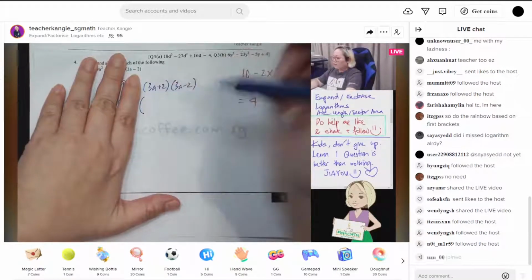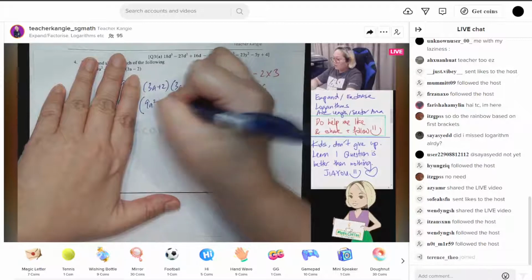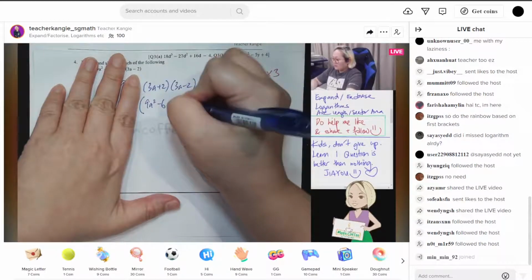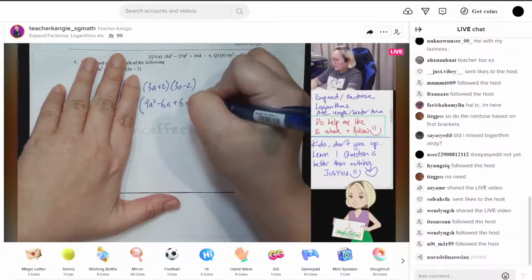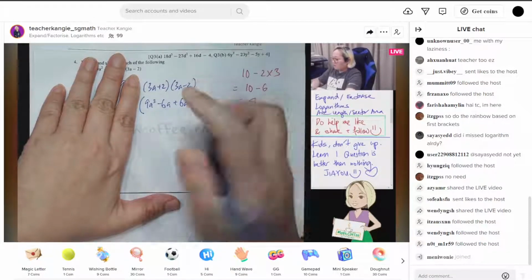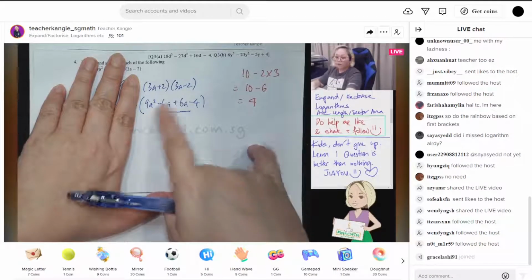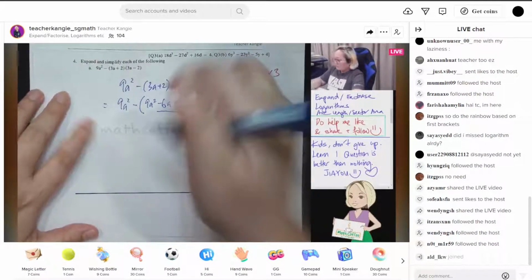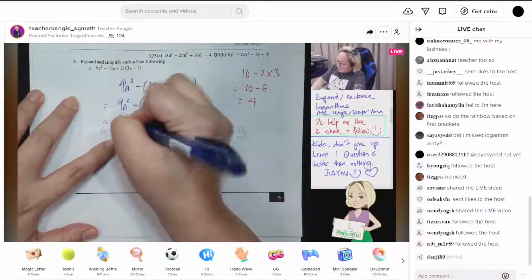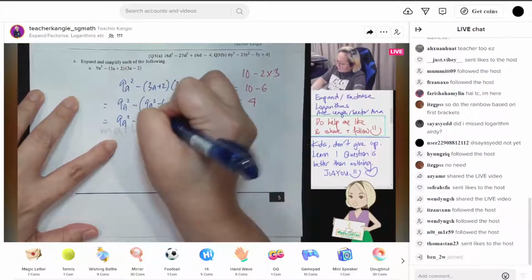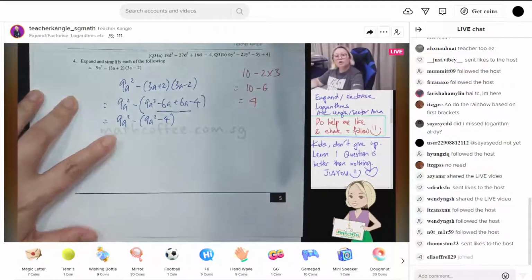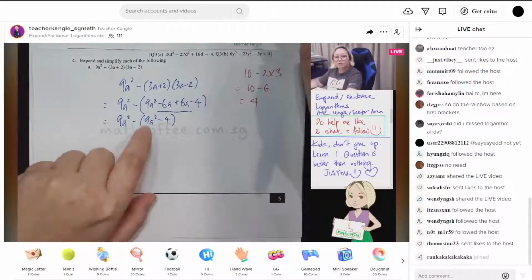So 3a times 3a will give me 9a squared minus 6a plus 6a, and then after that minus 4. And if you notice, minus 6a plus 6a net off becomes 0. And that's why you have 9a squared minus 4. Okay, so if I'm going to rewrite, it will look like this. So, important is you have to put the bracket.